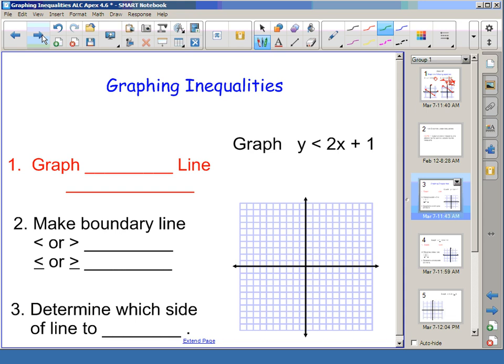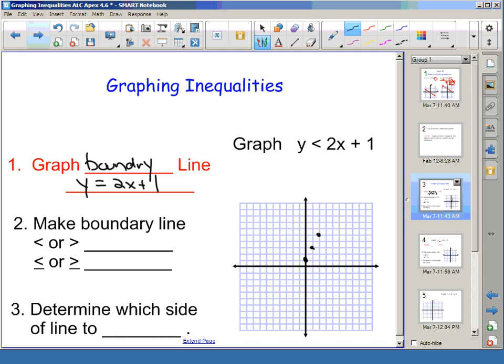All right, so first of all, to graph an inequality, you need to graph the boundary line. So instead of y is less than, it's y equals 2x plus 1. So we're going to graph that boundary line. We're going to go to 1, our y-intercept, and do a slope of 2. Okay, so it's going to look like that.